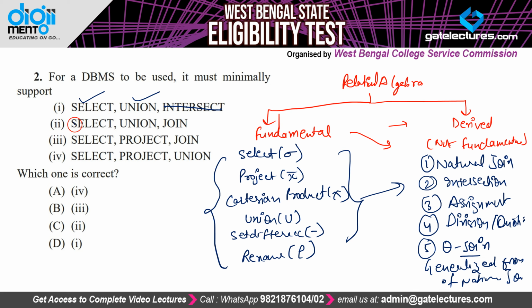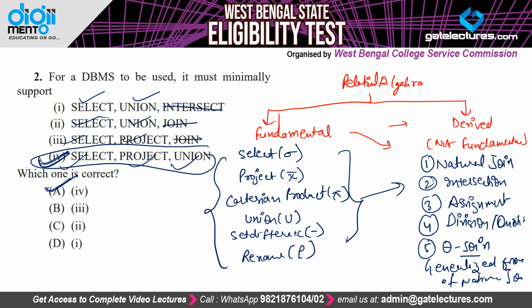Next, select should be there, union can be there, and join can be derived from the fundamental operations. Next, select should be there, project should be there, and join can be derived. Next, select should be there, project should be there, and union should be there. So the answer here is correct, because this is the minimal set, and this is option number A. Option number A is correct for this.